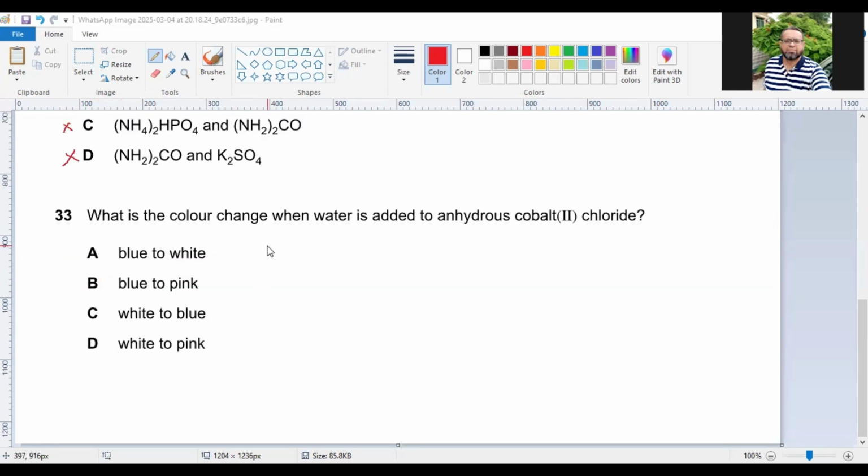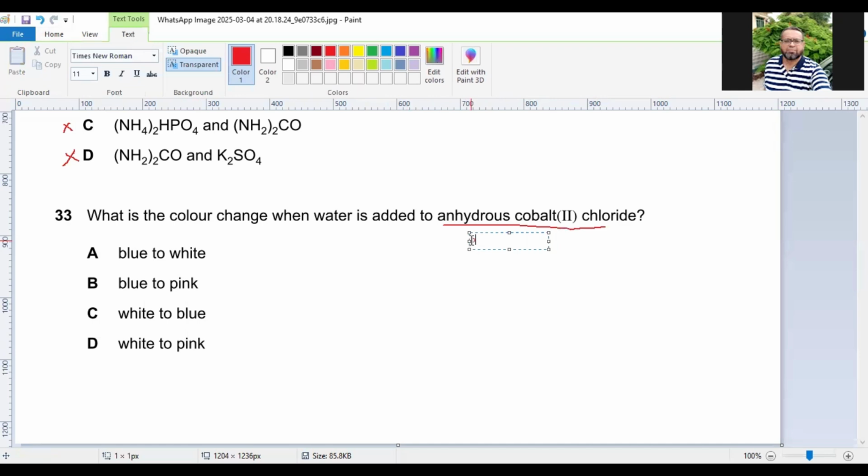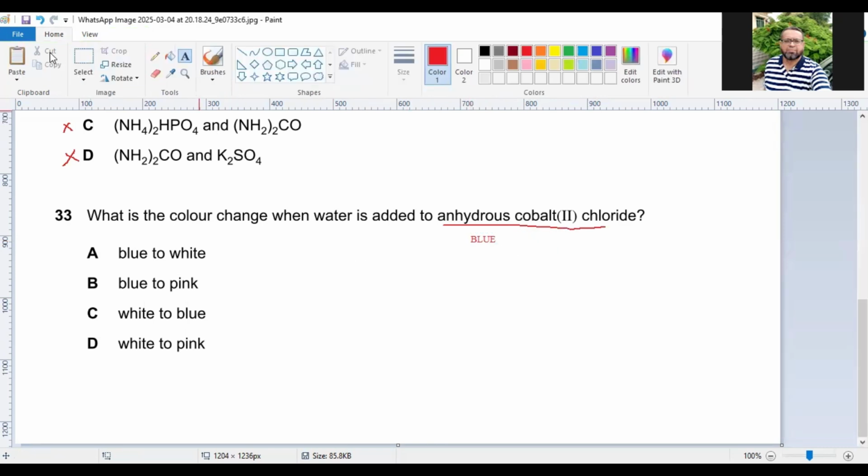Question number 33 says what is the color change when water is added to anhydrous cobalt chloride? So remember that cobalt chloride, when it is anhydrous, is blue in color. On hydration, it becomes pink. So the answer would be blue to pink.